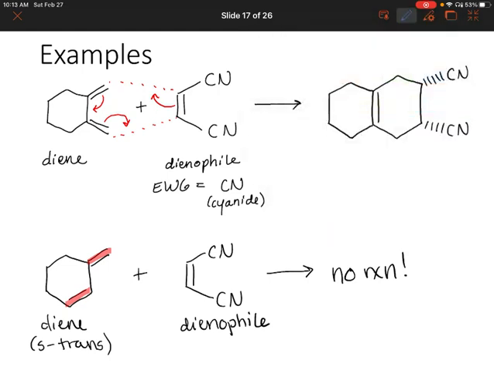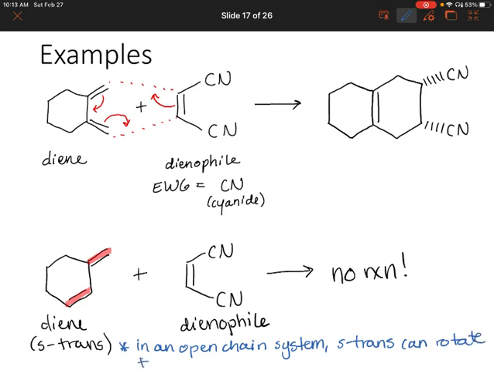So let's just make a note that in an open chain system, S-trans can rotate to S-cis given enough energy. But again, because we have that ring structure, we can't easily rotate it into an S-cis configuration. So we wouldn't see a reaction in this case. Okay, let's go over another example.